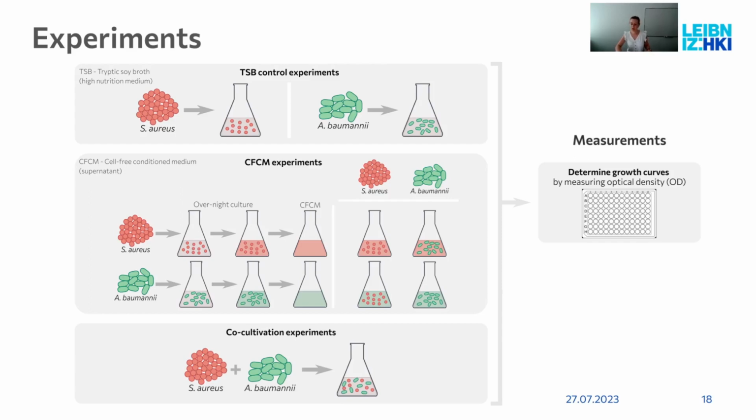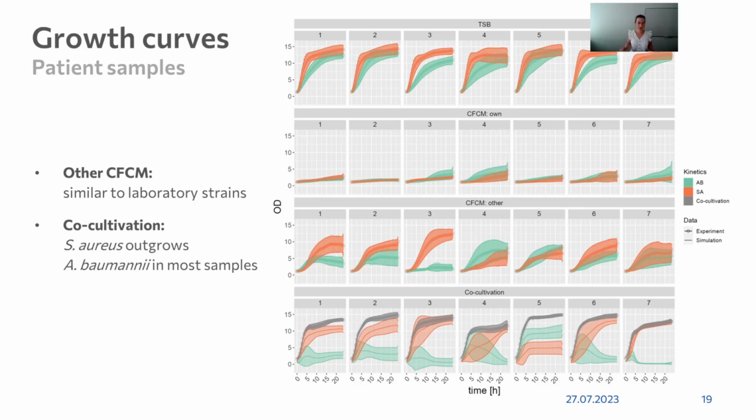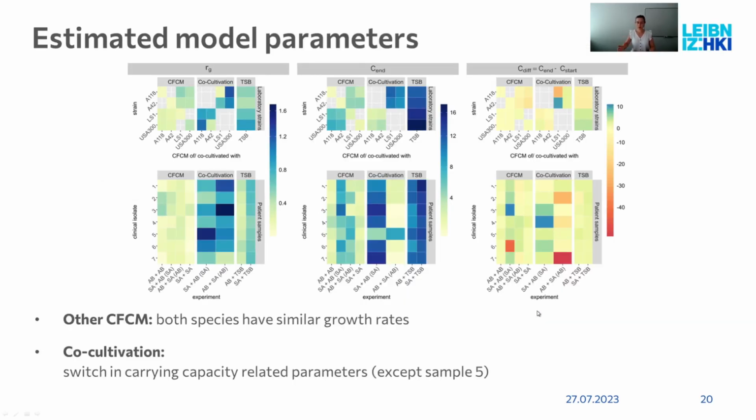And next we can also look at the growth curves for these experiments. So we see that the growth in the CFCM of the other species is very similar to the growth of the laboratory strains, while we have a completely different behavior for most of the samples in the co-cultivation. So now S. aureus outgrows the Acinetobacter baumannii in most samples except sample 5, as we have seen before. And also when we look at the growth rates in comparison to the growth rates of the laboratory strains, which are shown in the upper row again, we see that both species have similar growth rates in the CFCM of the other species, while when we look at the carrying capacity related parameters, we see a complete switch of the behavior except for sample 5 again.